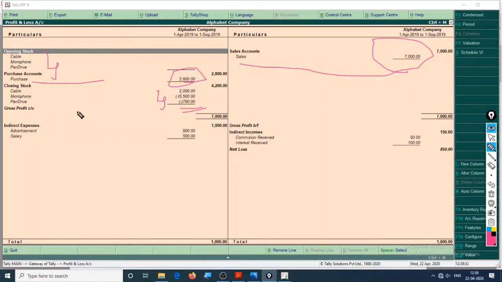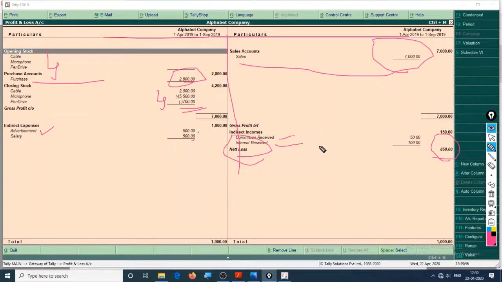This is closing stock, and we did advertisement expense, that is rupees 500. Salary expense, that is rupees 500 also. Commission was received 50, interest received rupees 100. This is our income. This is what a profit and loss conventional account looks like, and the total net loss of the business is 850.